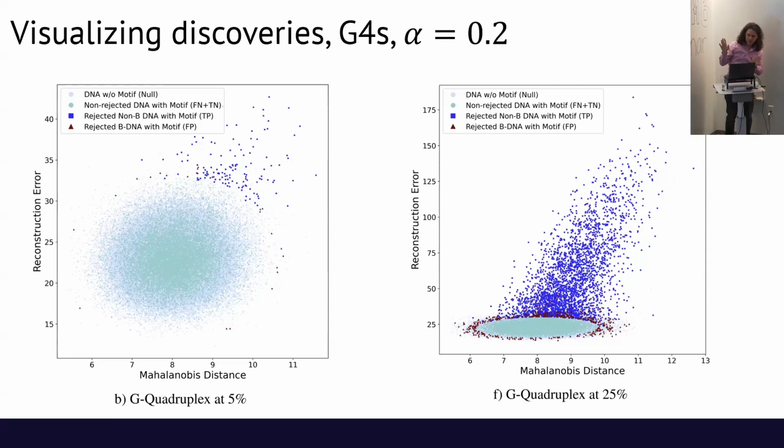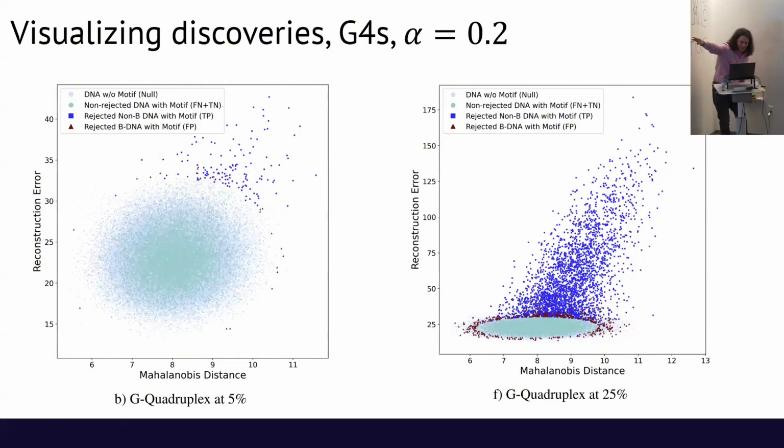So the teal, the light blue, is DNA without a motif. So this is the embedding. We embed, and then we calculate those two statistics. Y-axis is reconstruction error, x-axis is Mahalanobis distance, okay? And so the light blue is DNA without the motif. That forms the null hypothesis, okay?